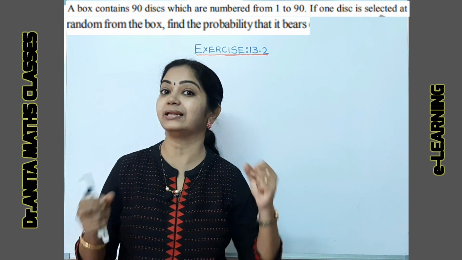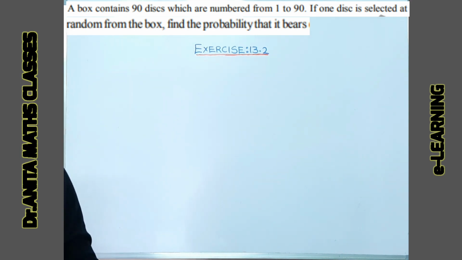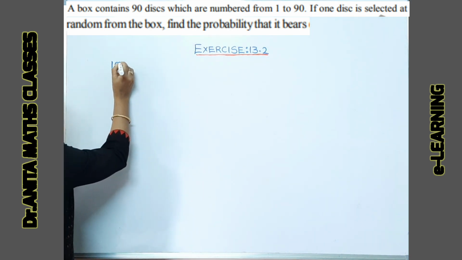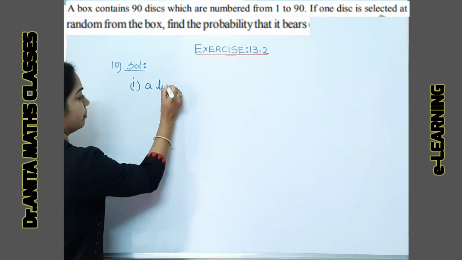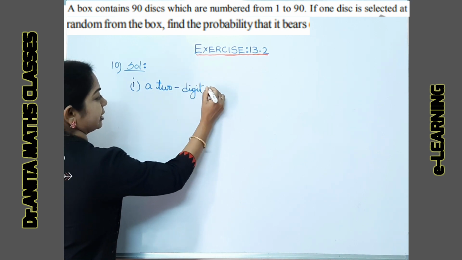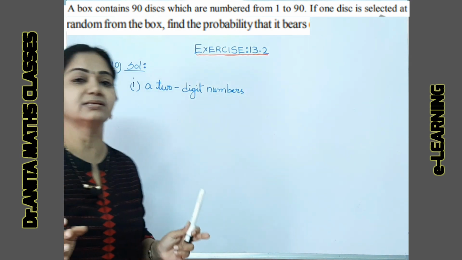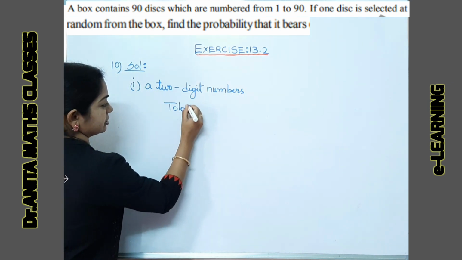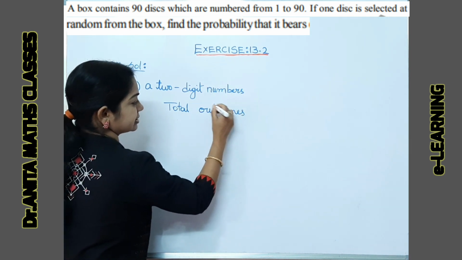The box is containing 90 discs and the conditions are given: the first part, second part and the third part. So, let us start the solution. The first one asked is a 2-digit number, the probability of getting a 2-digit number. Here, how many discs are there in the box? The total discs are 90. So, the total outcomes, if you take at random, are 90 discs, isn't it?